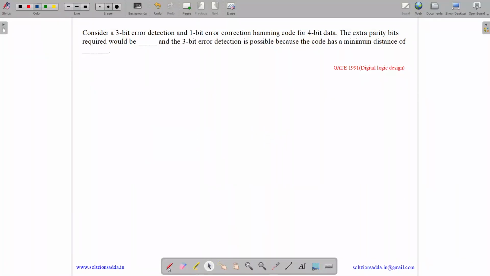This question belongs to Digital Logic Design subject and the topic name is Parity Bits or the Error Detection and Correction Methods, and it was asked in GATE CSE 1991. The question states, consider a 3-bit error detection and 1-bit error correction Hamming code.